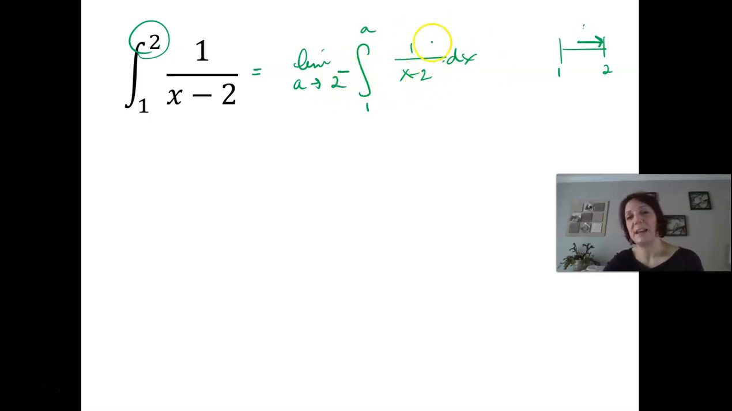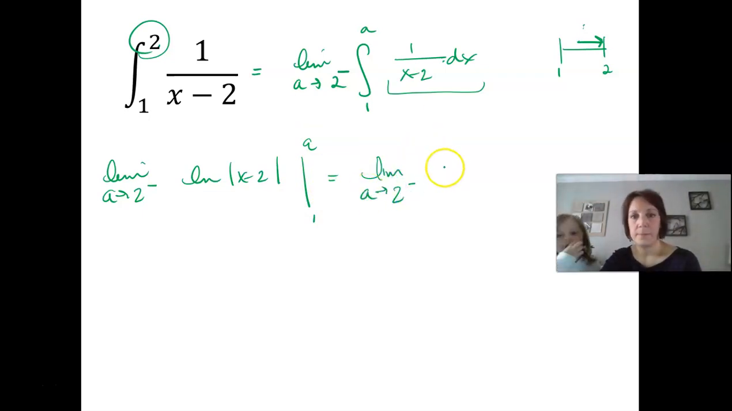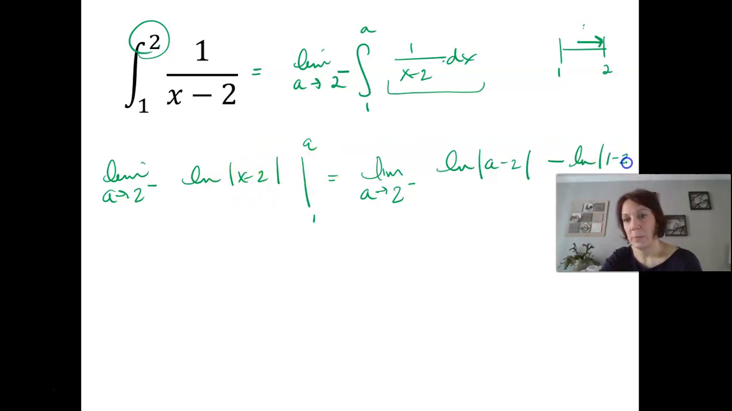Okay, so like we said, we know the integral of 1 over x minus 2 is the ln of the absolute value of x minus 2. So I have the limit of the ln of the absolute value of x minus 2 evaluated from 1 to a, minus the ln of, let's see, the absolute value of 1 minus 2. Good thing we left our absolute values in there. Don't forget them. They're important.